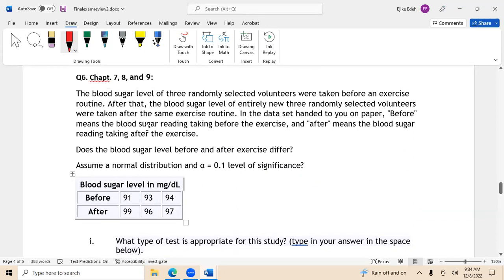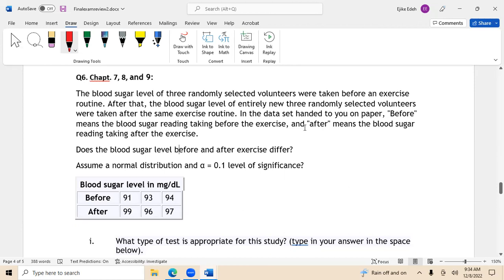So the scenario said the blood sugar levels of 3 randomly selected volunteers were taken before an exercise routine. After that, the blood sugar levels of entirely new 3 randomly selected volunteers were also taken after the same exercise routine. So one was taken before, one was taken after, but what is key here is that these are 2 groups of people. And once there are 2 groups of people, you treat them as independent t-tests, right? If they are the same group of people, then you treat them as paired t-tests. So we know here that we're doing independent t-tests because we have entirely 2 different groups of people, one taking it before, the other group taking it after.